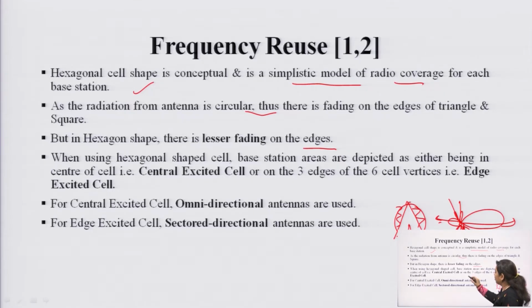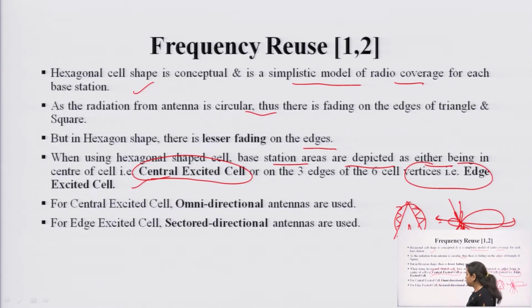When using a hexagonal shaped cell, base station areas are depicted as either being in the center of the cell, which means it is centrally excited, or on three edges of the six vertices, then it is the edge excited cell. For the center excited cell, omnidirectional antennas are used, and for edge excited cells, sectored directional antennas are used. An omnidirectional antenna has gain G equal to 1. Every time we cannot use it, we have to divide the cell into different sectors.